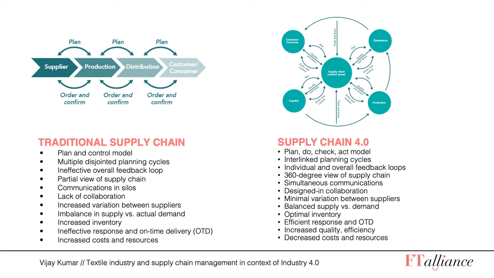We have communications in silos in the traditional supply chain. That means the supplier is speaking with the production company, the production company is speaking with the distributor, and the distributor is speaking with the customer. But they are communicating in silos. If we talk about Industry 4.0, everyone is connected to this information channel, so the communication is not necessarily in silos now.